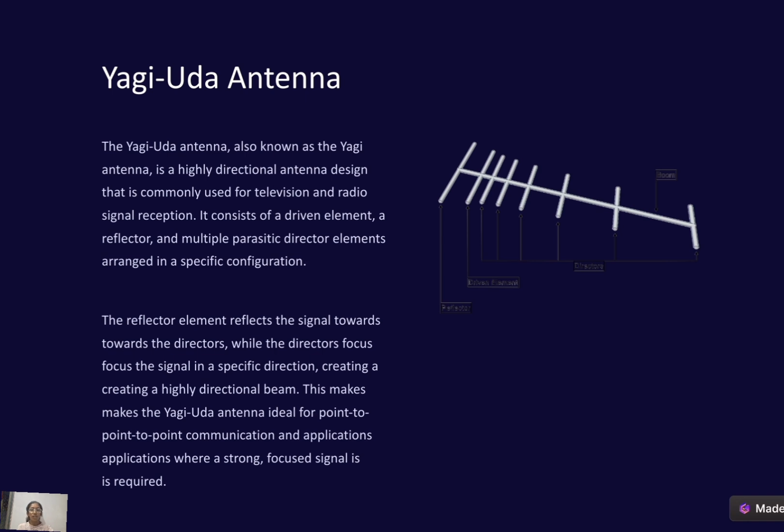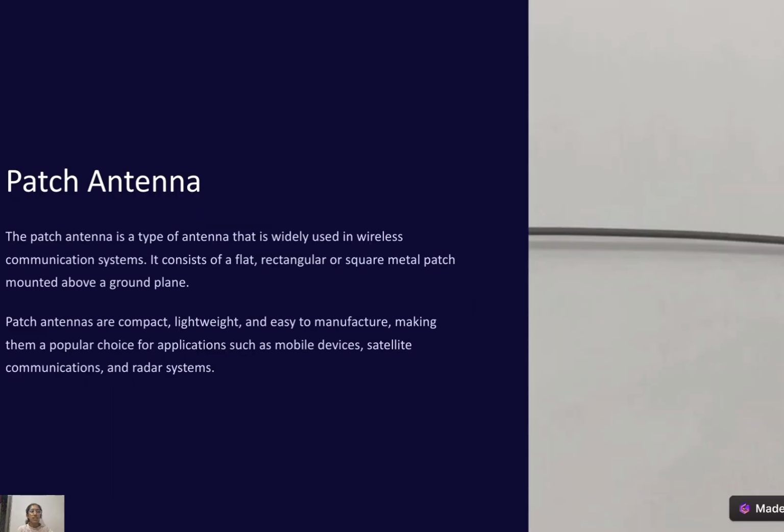A patch antenna is a type of antenna that is widely used in wireless communication systems. It consists of a flat, rectangular or square metal patch mounted above a ground plane. A patch antenna is compact and lightweight, and it is easy to manufacture and maintain. It is a popular choice for applications such as mobile devices, satellite communication, and radar systems.